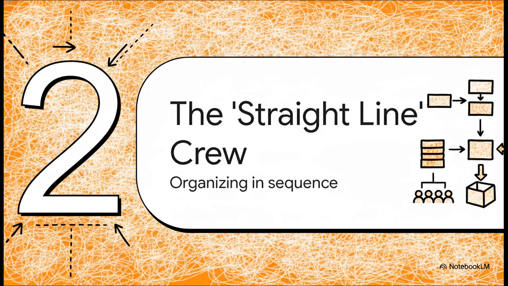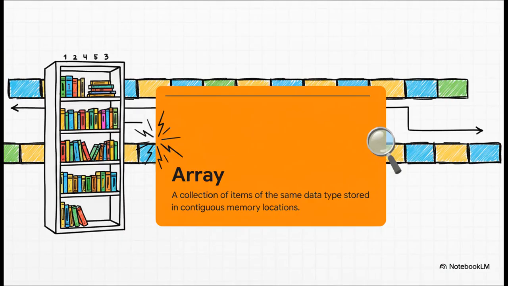All right, first up, let's meet the straight line crew. These are the absolute workhorses of the data structure world. I guarantee you'll find them in pretty much every piece of software ever written. We're going to start with the most fundamental one, the array. An array is just like a bookshelf, where every single slot has a number. Each item lives right next to its neighbors, all in one continuous block, and this simple numbered system is what makes an array so powerful.